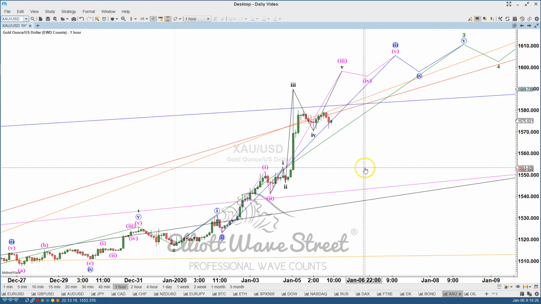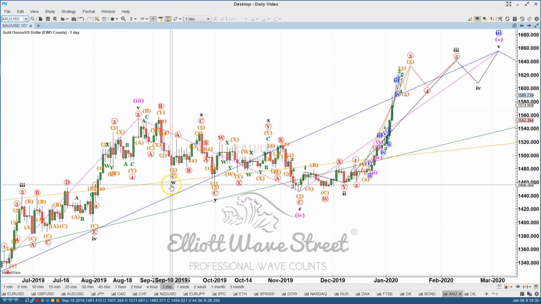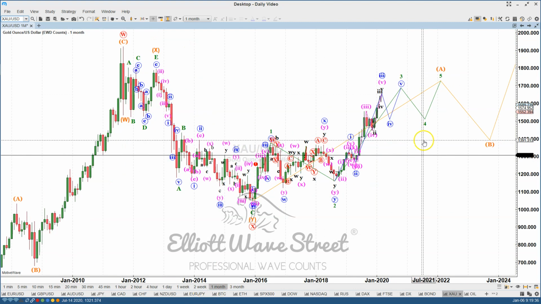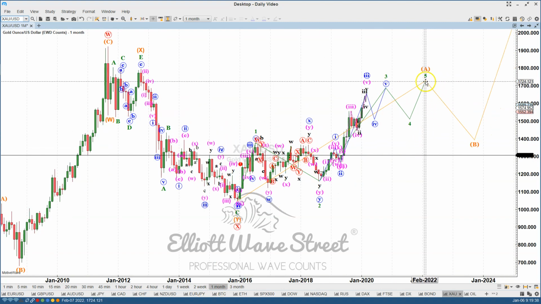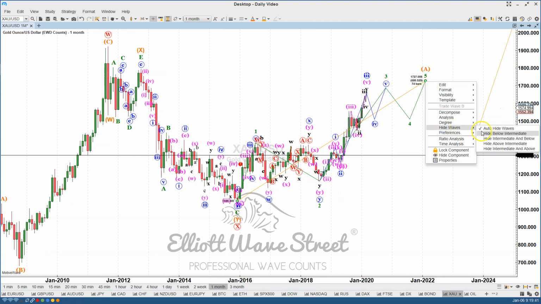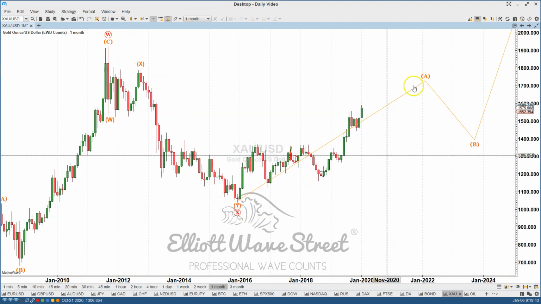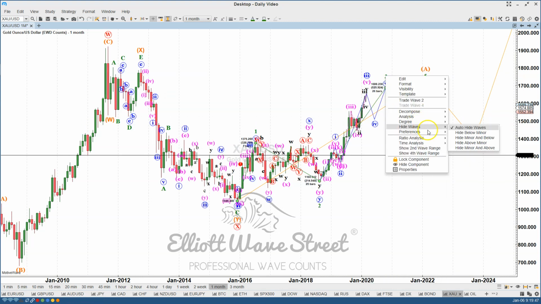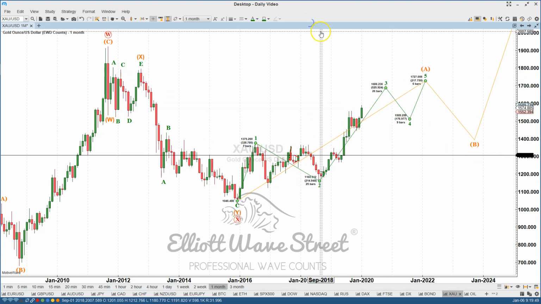Gold has been going higher. We have on the daily chart a minimum target at the previous high, the 1555 area. Let me show you something on the monthly chart that is pretty cool. I'm going to hide some of the waves so we don't have all this. Actually, I need another degree to explain better my point. There we go.